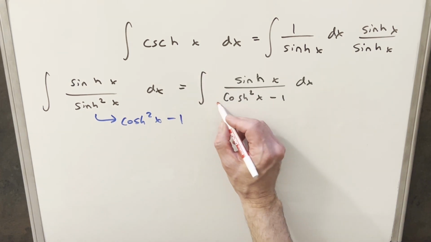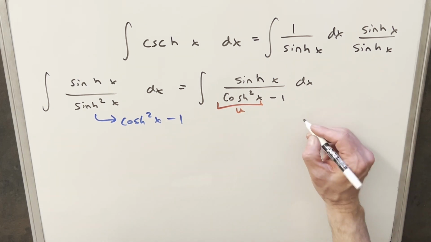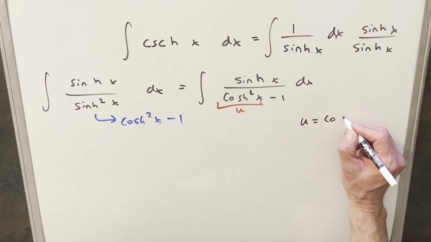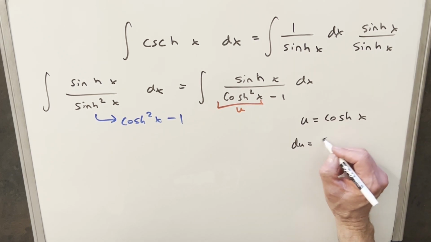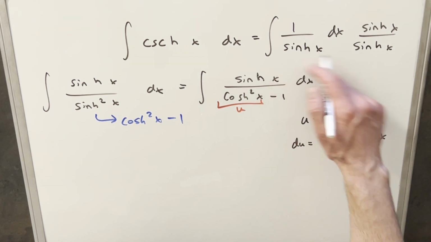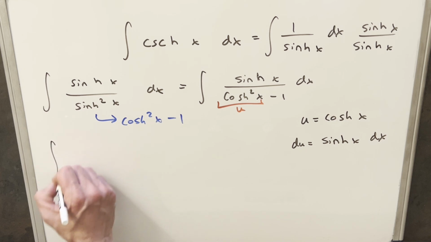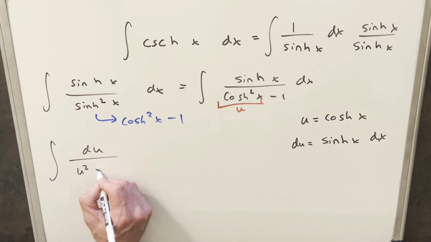And now what I'll do is set up my u substitution. We'll make the u substitution here just for cosh. So for our substitution, I'm going to say we'll set u equal to cosh of x. I'll take a derivative. Derivative of cosh is going to be just sinh of x dx. So the whole numerator is our du. So when we rewrite this, we're going to have du over u squared minus 1.